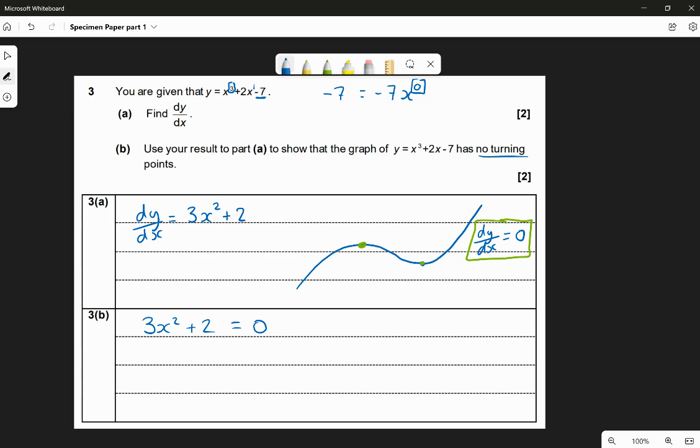So 3x squared plus 2 is 0, so 3x squared would equal negative 2, and therefore x squared would equal negative 2/3. Now, there are no real solutions to that equation, because if I square a real number, it'll be 0 or above, and therefore x squared cannot be minus 2/3 and have a real solution, and so there are no turning points.